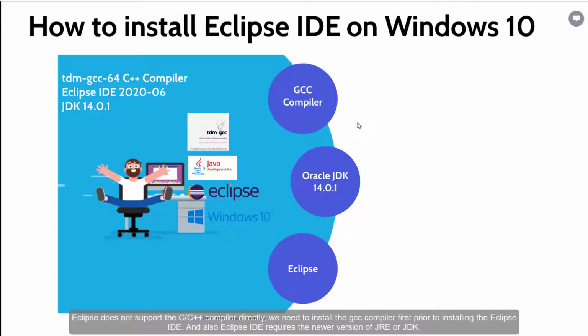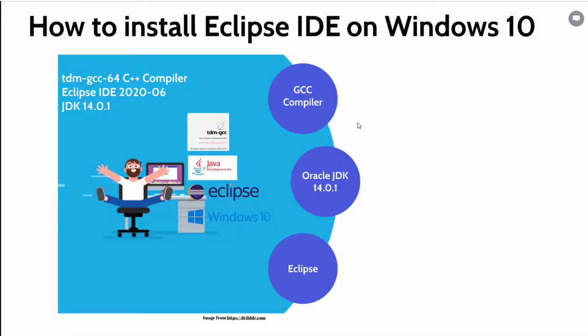Eclipse does not support the C and C++ compiler directly. We need to install the GCC Compiler prior to installing the Eclipse IDE. And also, the Eclipse IDE requires a newer version of JRE or JDK.